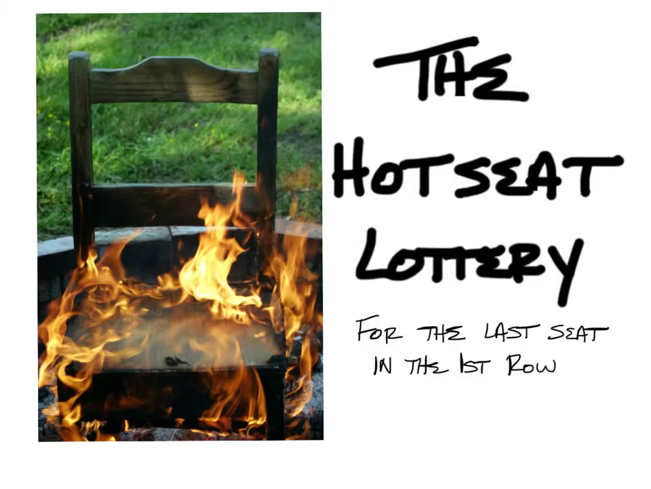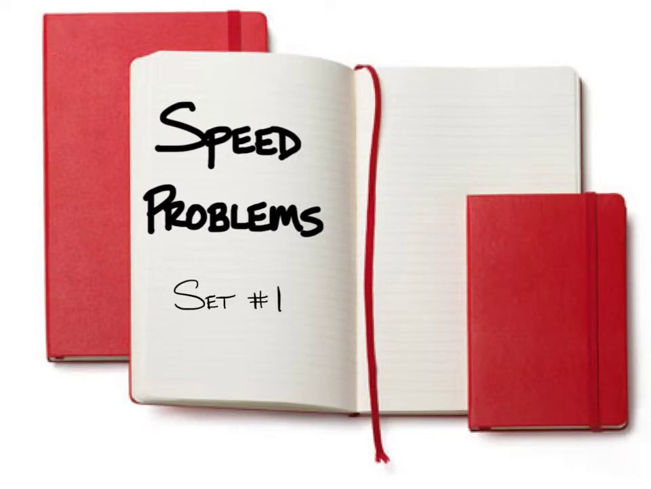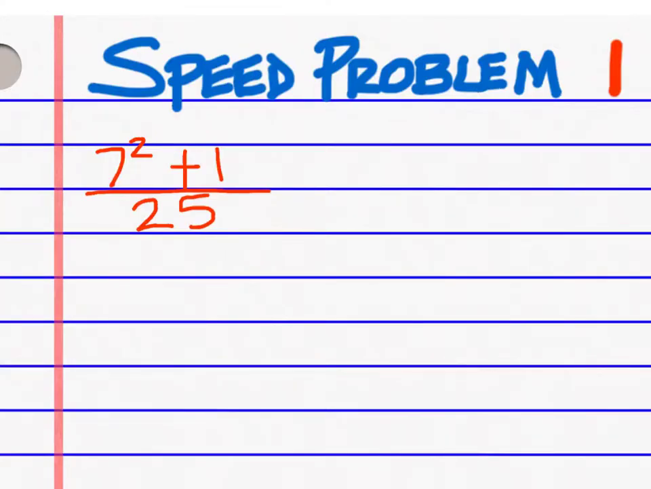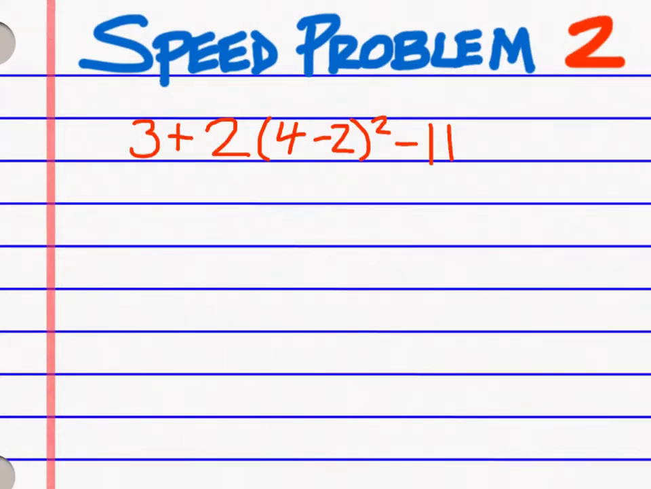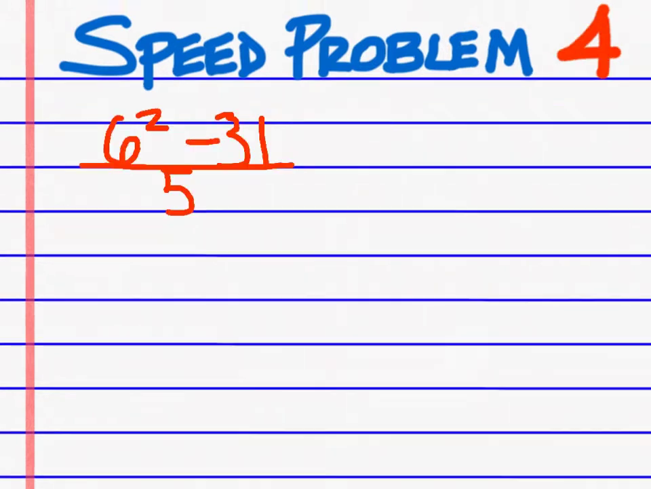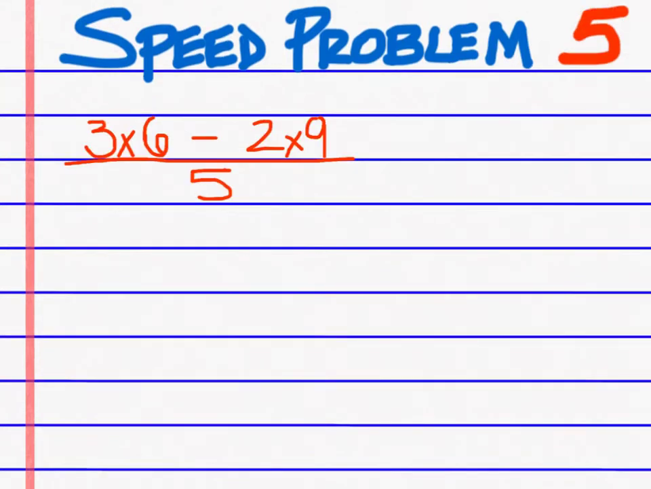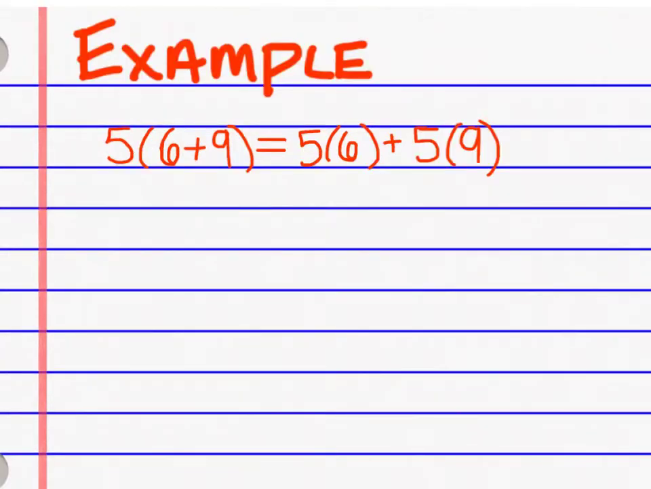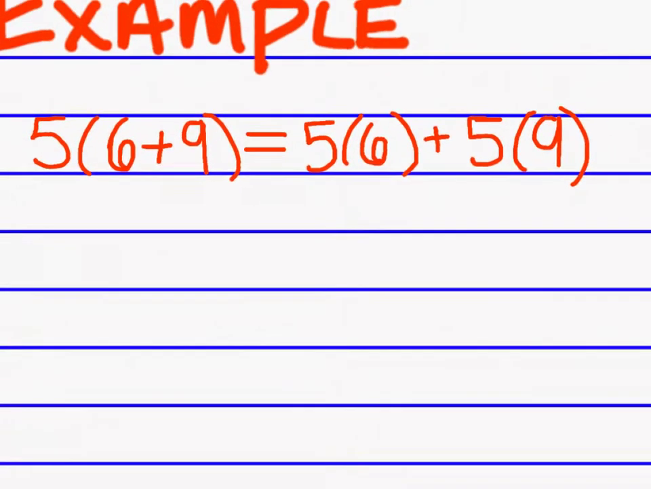Okay, hot seat lottery. Everybody bring up your number. Number 1. Okay, answer for this one was 2. Number 2. Answer for this one was 0. Number 3. Okay, answer for this one was positive 12. Number 4. Okay, good. Answer for this one was 1. Okay, answer for this one was 0. We'll have another set.